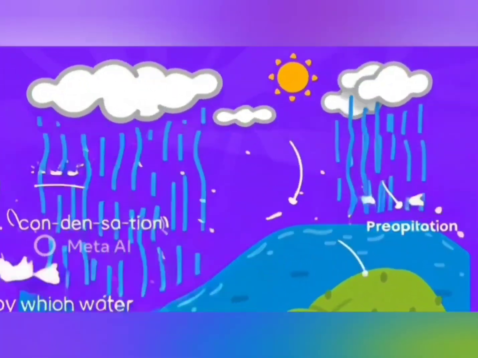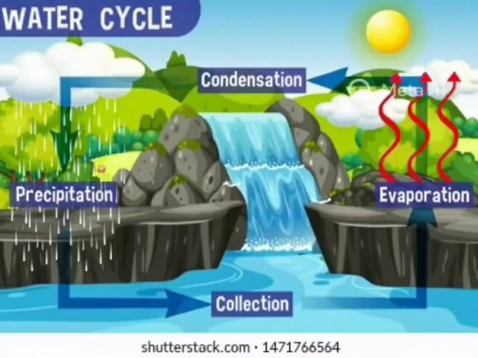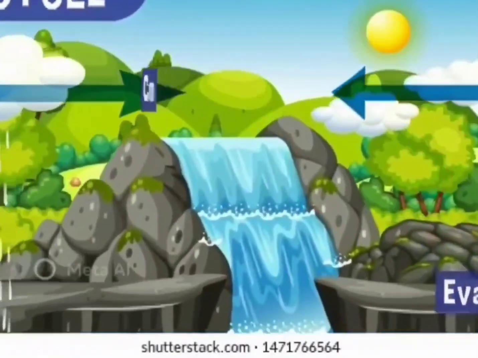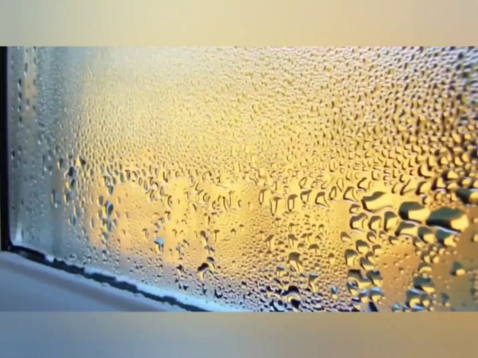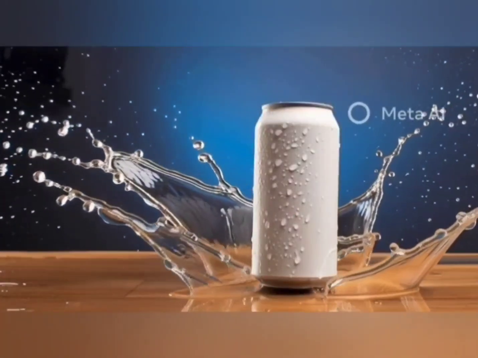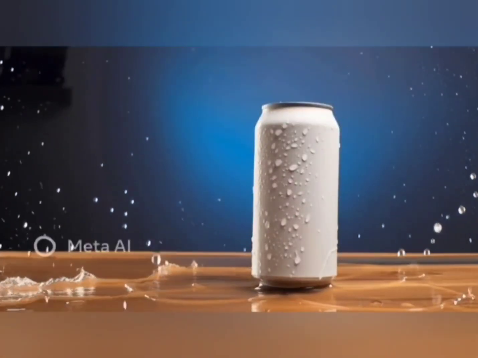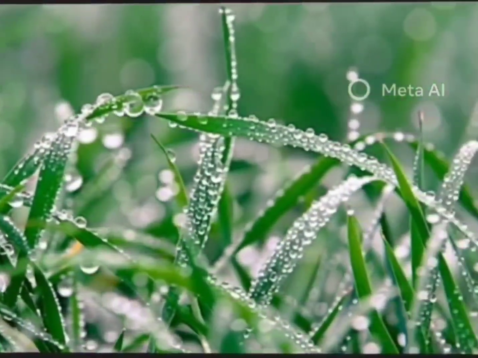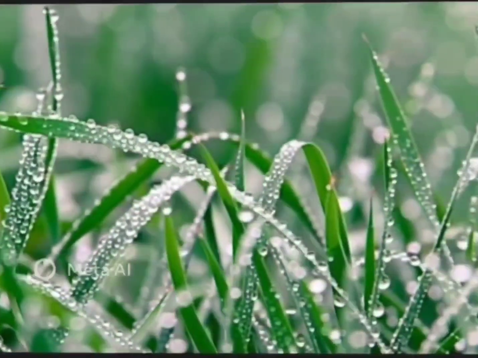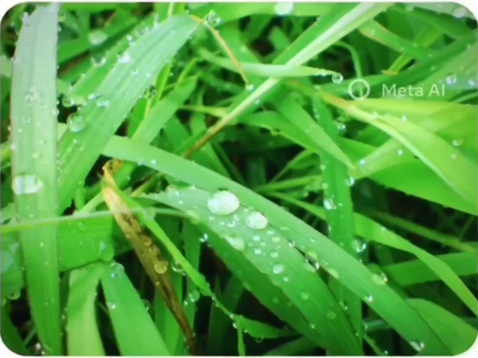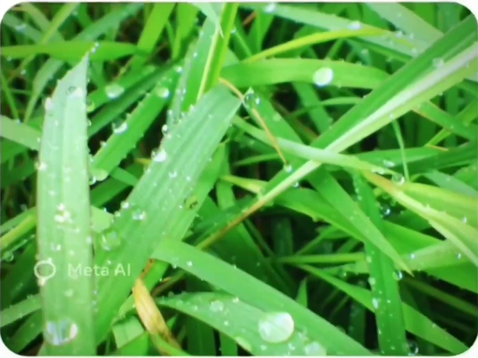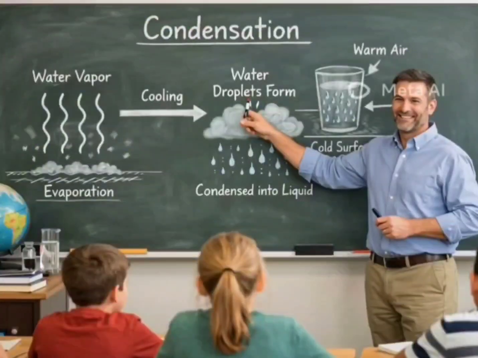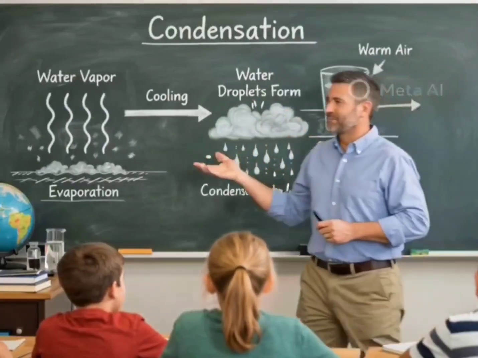Morning dew. Overnight, the air cools down. The water vapor in the air condenses onto cool surfaces like blades of grass. Foggy mirrors. When you take a hot shower, the steam touches the cool surface of the bathroom mirror and turns into a thin layer of water droplets. Cold drinks. On a hot day, sweat forms on the outside of a cold soda can. This isn't the drink leaking out, it's water vapor from the air cooling down when it hits the cold metal.